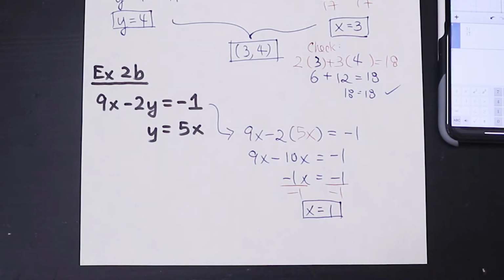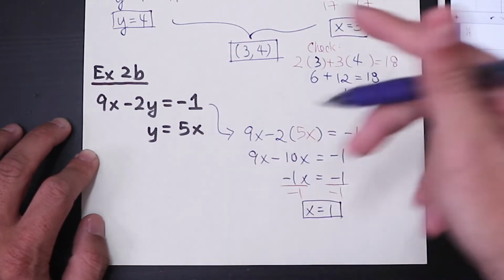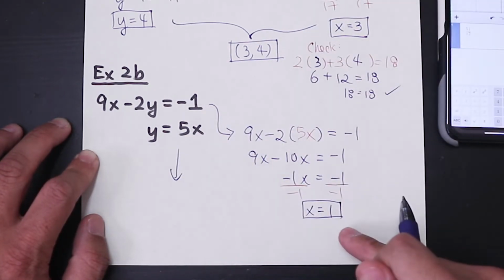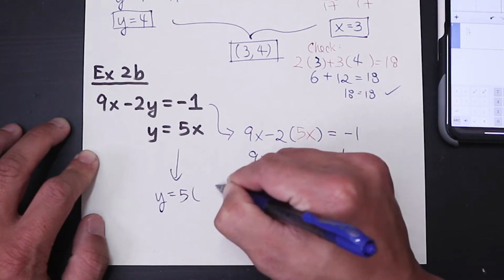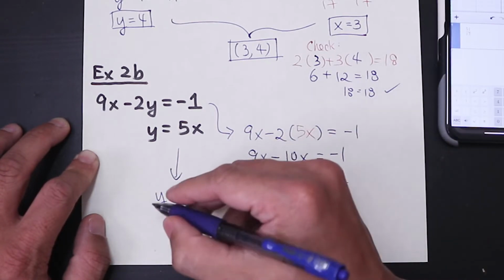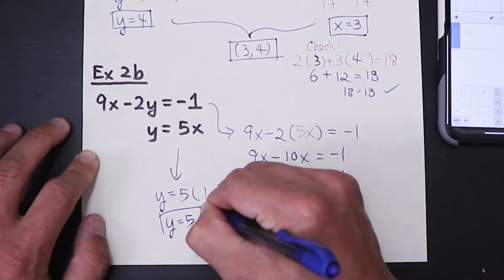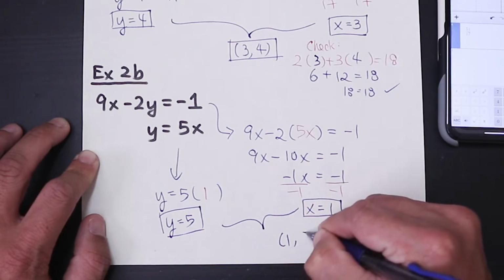To find the other answer, you simply pick the easiest equation, I would say the shortest one, which is the second one, and then you replace x with 1 and see what y equals. So y is equal to 5 times 1, because that's the answer you found, and then 5 times 1 is just 5. So that means when you write your two answers, it's going to be in an ordered pair (1, 5) like this.